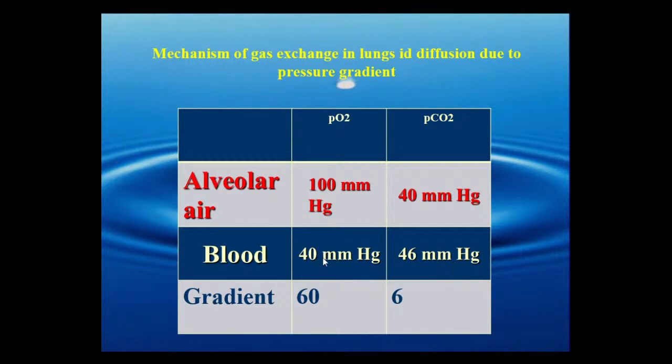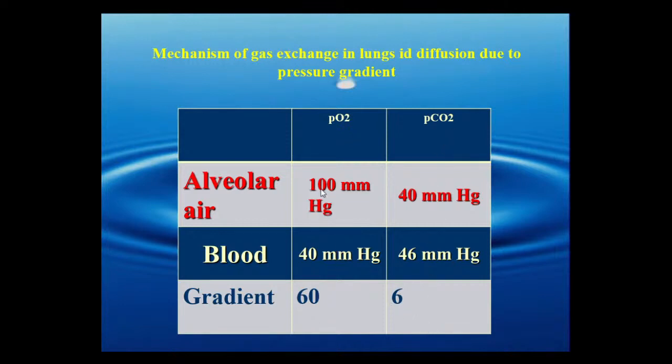Not venous, sorry, I told you here venous. In arterial end of capillaries here, 40 millimeters of mercury. So we have such gradients for oxygen and for carbon dioxide. It's 60, it's easy, remember, 60 millimeters for oxygen and only 6 millimeters for carbon dioxide.